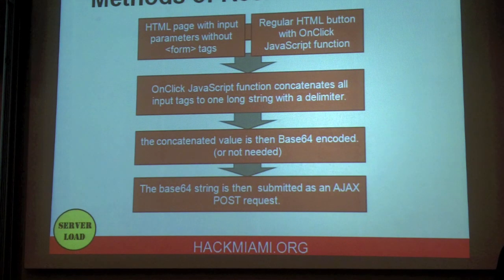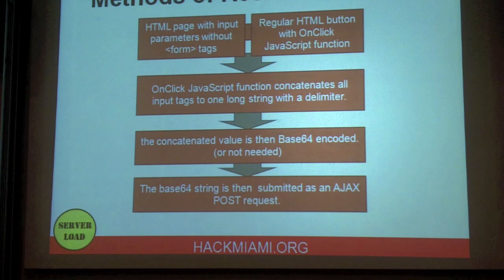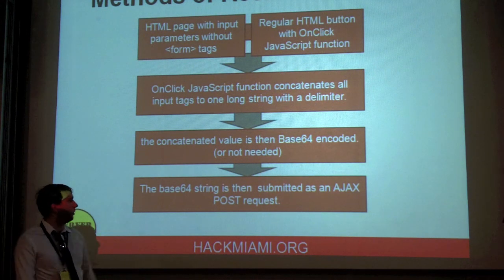We're going to create an HTML page with input parameters without form tags. Regular HTML button with an onClick JavaScript function. The onClick JavaScript function concatenates all the input tags into one long string with the delimiter. The concatenated value is then base64 encoded, or it's not really needed, or you can use many other encoding functions. I suggest switching the encoding functions daily. It's a lot of fun. And the base64 string is then submitted with an Ajax post request.